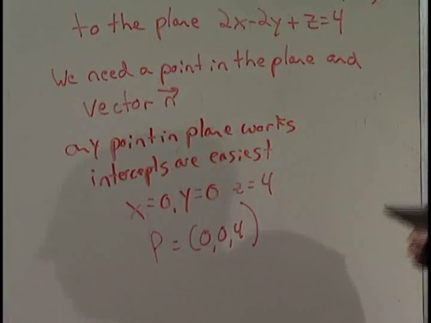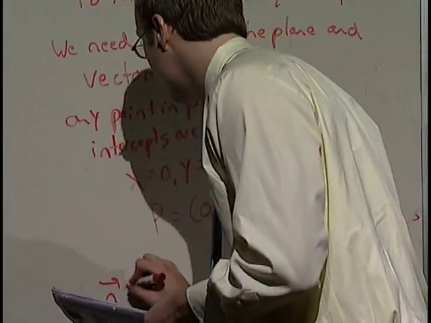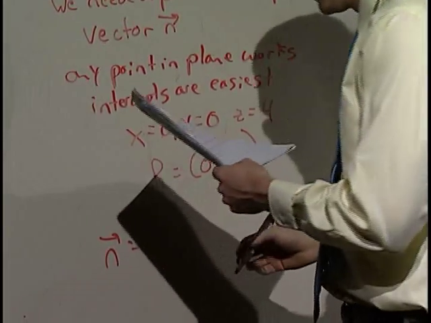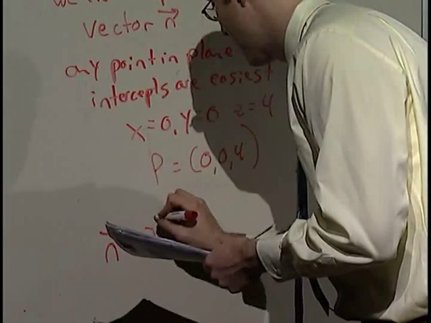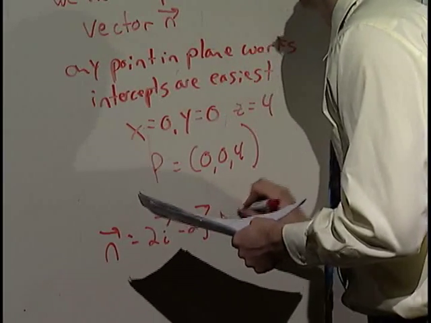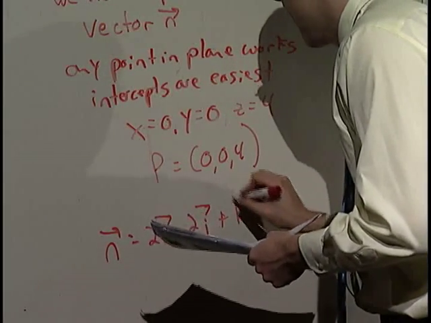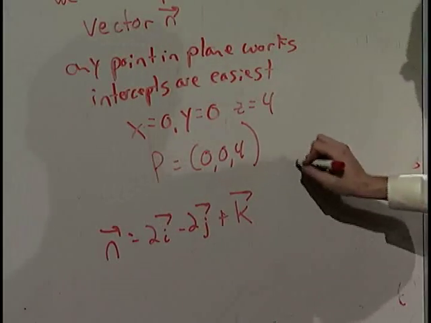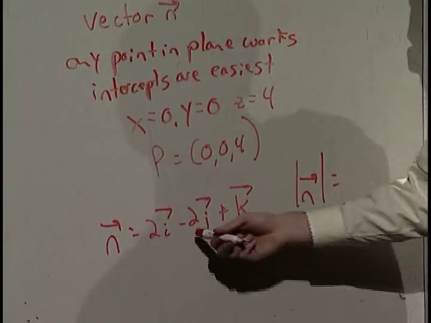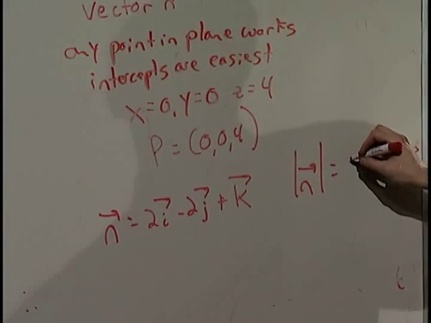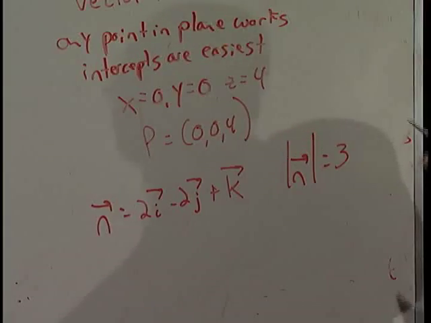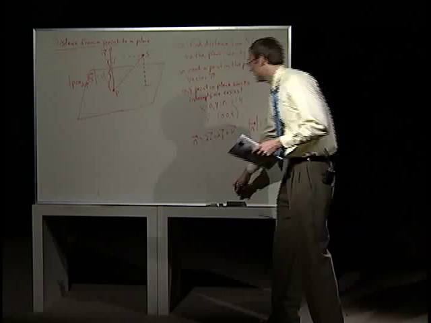All right. N, let's see here. N comes directly from the coefficients of the plane equation. Is that what I've got here? Yes, I've got 2i minus 2j plus k. That's right. And the length of n is, 4 and 4 and 1 is 9. So the length of n is root 9, which is 3. Good. Great. Now we need vector PS.